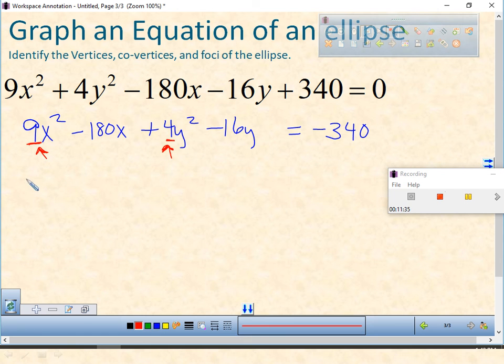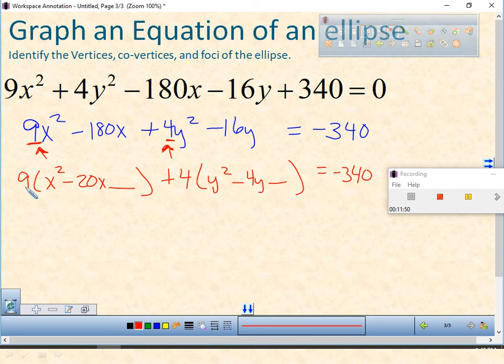So out of the x, factor a 9, and hopefully y'all got 20 for that. Leave a space. For the y, make sure you pulled out that 4, and this is negative 4, so leave a space. So make sure it looks like that. You took out a 9, you took out a 4, and so that would be my factoring out. So now let's complete the square. Half of 20 is 10, 10 squared is 100, but you're not going to add 100 here, you're actually going to add 900. Half of 4 is 2, 2 squared is 4, but you're not really going to add 4, you're going to add 16.